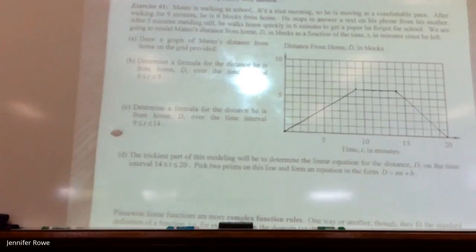That is a piecewise function. There are different parts of that. Okay, determine a formula for the distance he is from home, D, over the time interval from 0 to 9. Okay, so first of all, from 0 to 9, what is it?